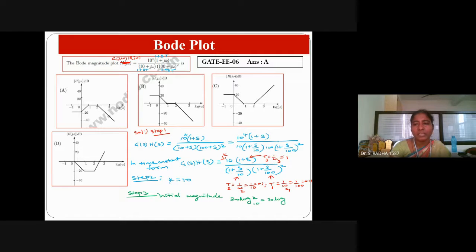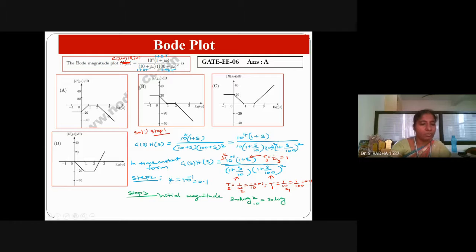In that particular case, when I take 100 outside, it becomes 100 square. So the numerator is having 10 power 4, the denominator is having 10 power 5. When I take it to the numerator, it is 10 power minus 1 or 0.1. That is the k value. When you cancel, you will have 1 by 10, and 1 by 10 or 10 power minus 1 is the same. So the k value is 0.1.